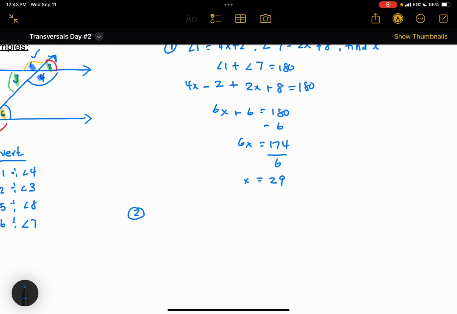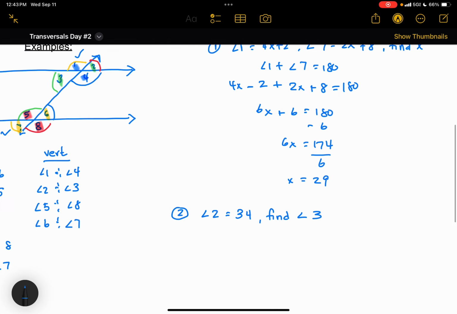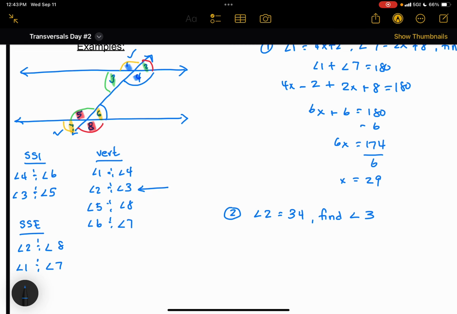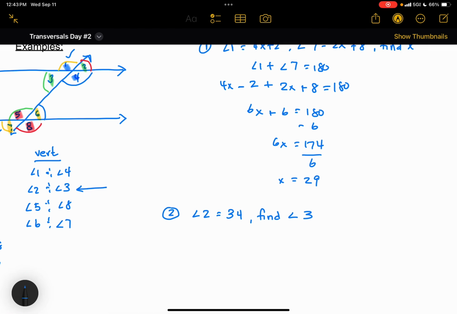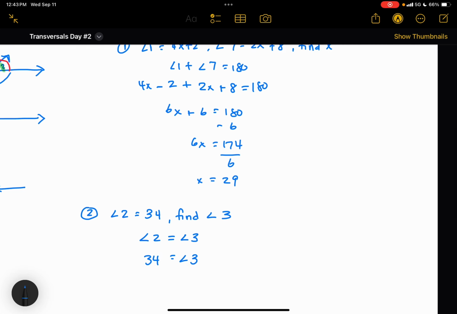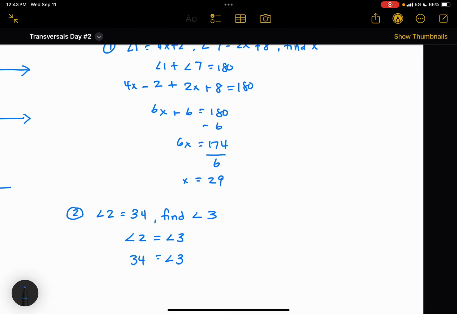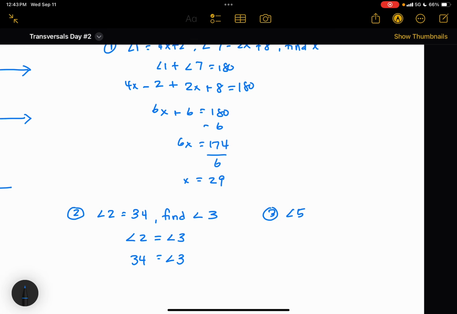Let's see if they're vertical. So I tell you that angle 2 is 34, and we want to find angle 3. So if I'm looking over here, I notice this right here, right? Angles 2 and 3 are vertical, and we said vertical angles are equal. So I know that angle 2 equals angle 3. Angle 2 is 34, so that means that angle 3 is 34.